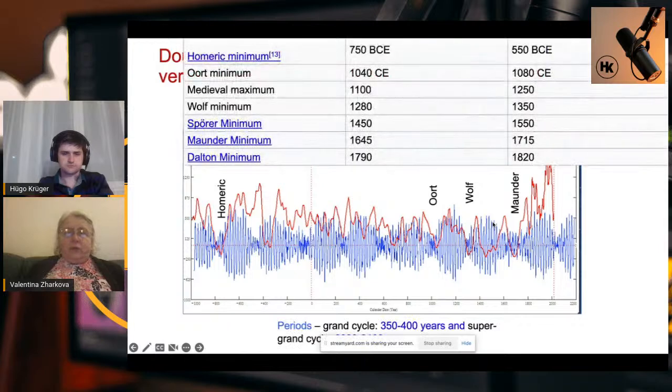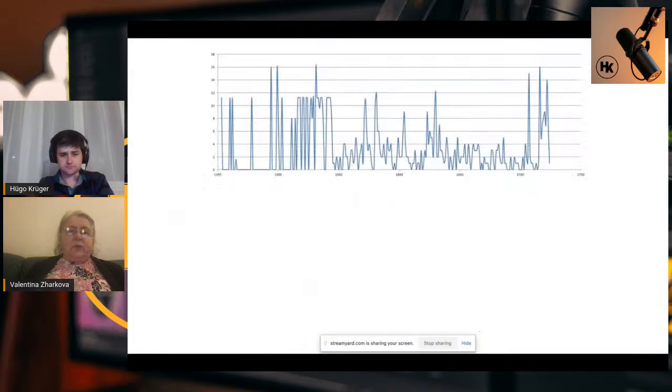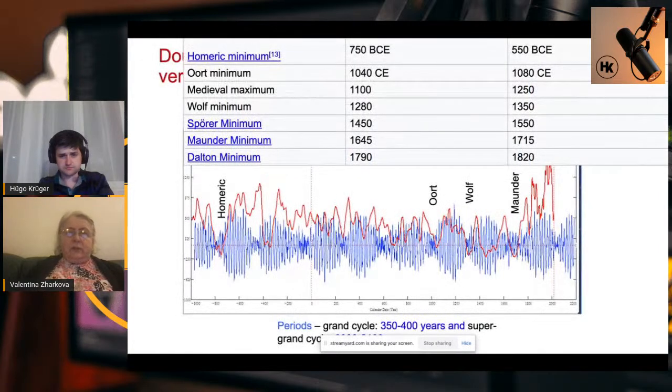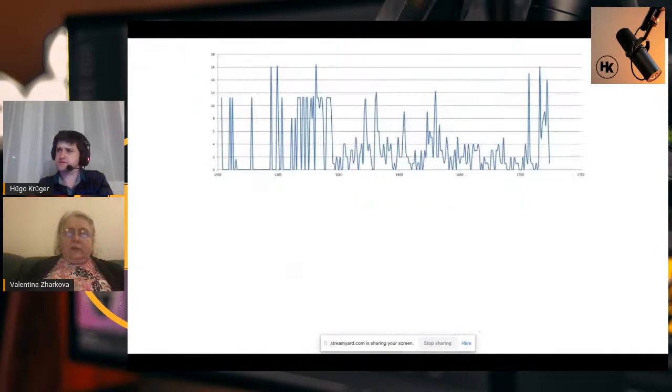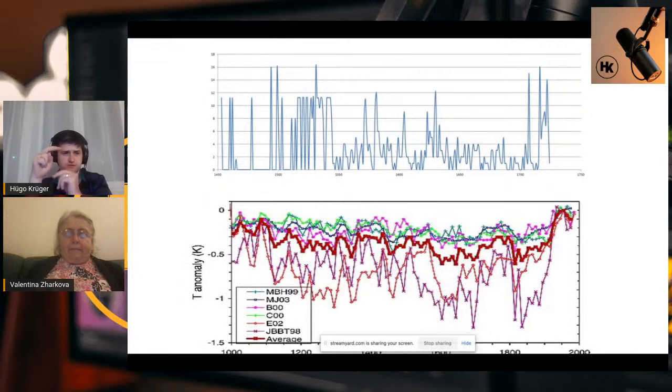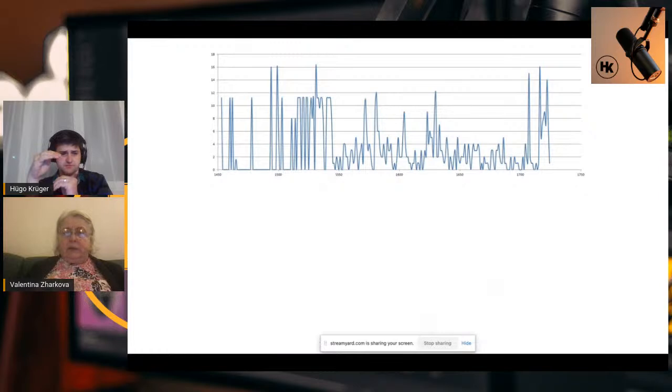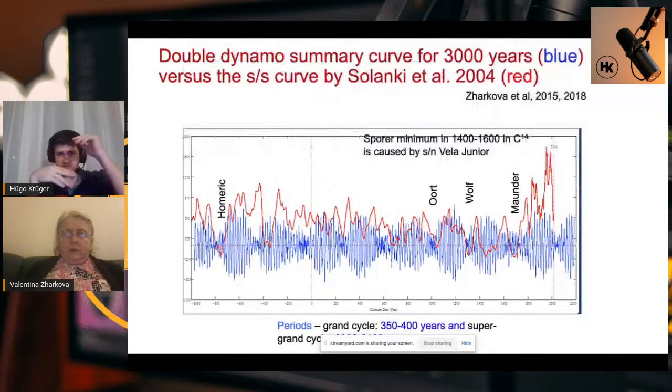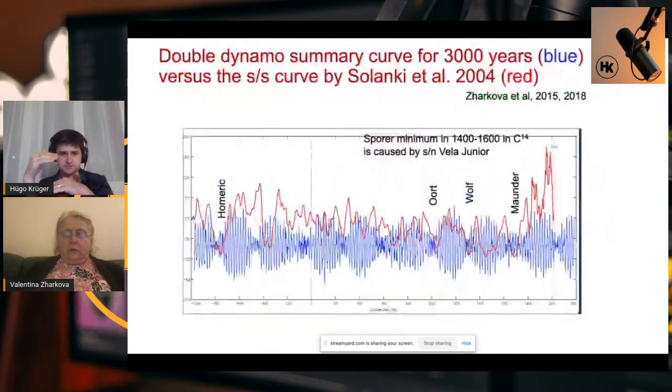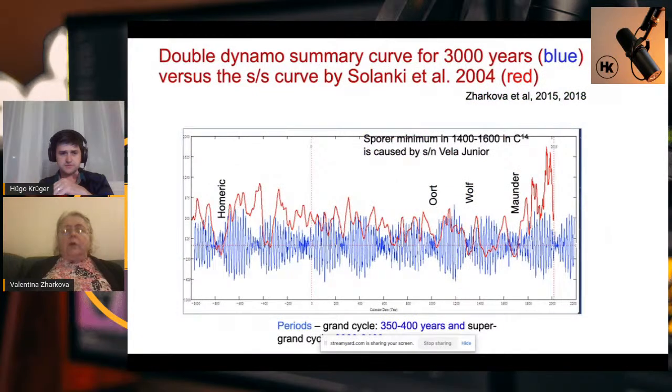These are the years of all the minimums, which we found have very good correlation. Just for curiosity, what is the increase in the forcing, the watts per meter squared, when there is a supernova? Do you have an idea? It increases the gamma ray emission.